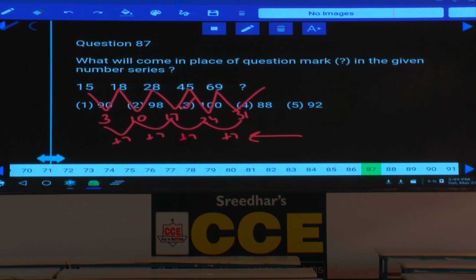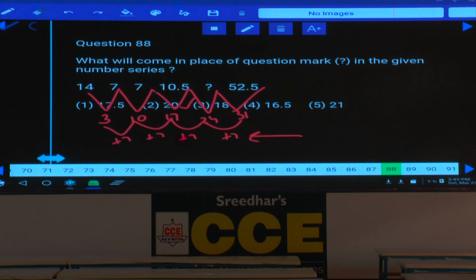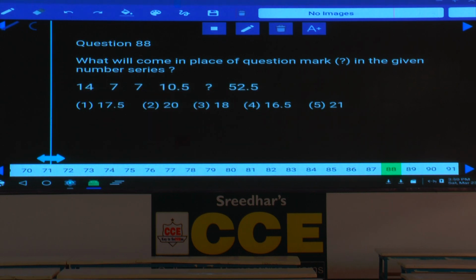Then question number 53. Now in this, 14, 7, 7 and so on. 14 and 7, how to express this? 14 into 0.5 is 7. 7 into 1 is 7. 7 into 1.5 is 10.5. So it goes into 0.5, into 1, into 1.5. Next one is into 2. 10.5 into 2 is 21. Choice 5. Done with this? Question number 53, choice 5.